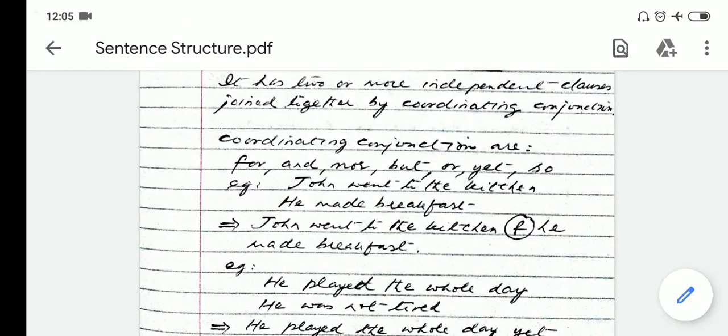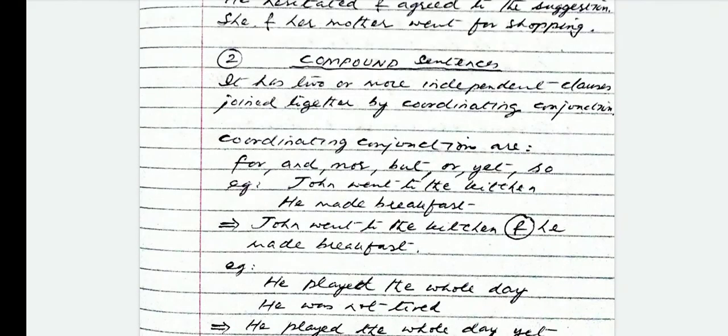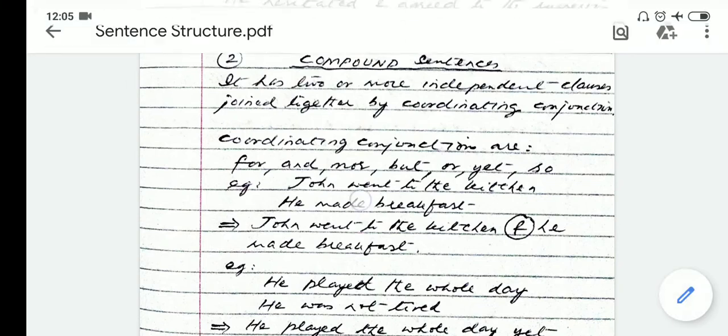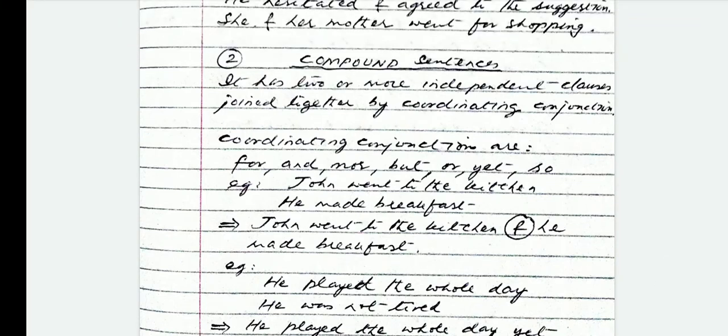"He made breakfast." This is also an independent clause because there is a subject, a verb, and a complete thought. When we combine these two independent clauses, they become a compound sentence. "John went to the kitchen, and he made breakfast." Here "and" is the coordinating conjunction we are using to combine these two sentences. This is a compound sentence because it has two independent clauses joined together by a coordinating conjunction.